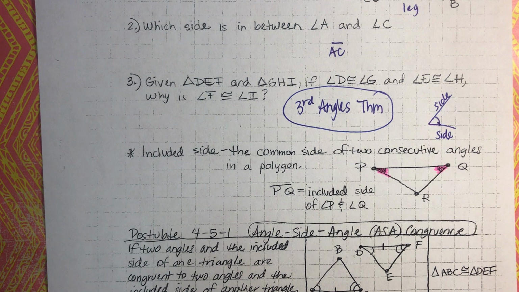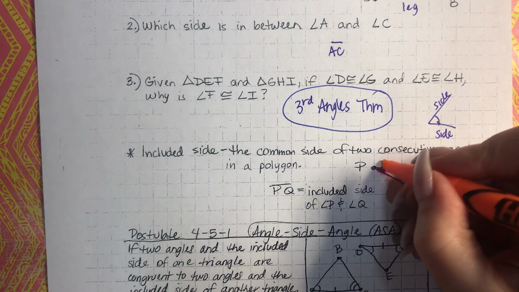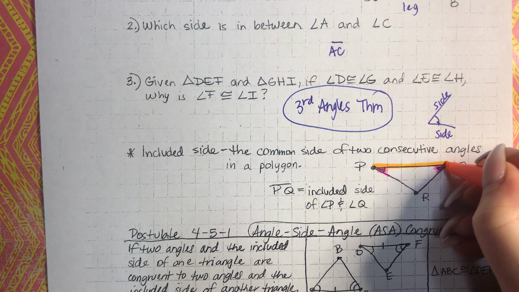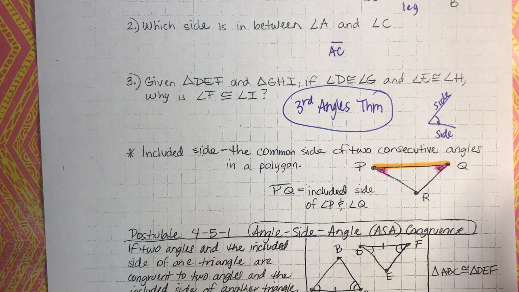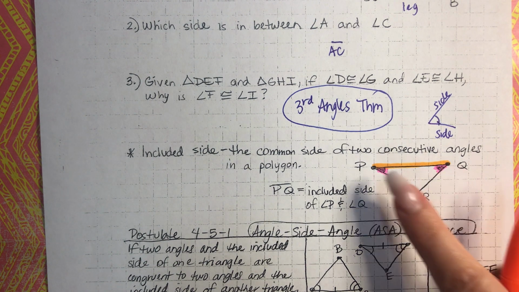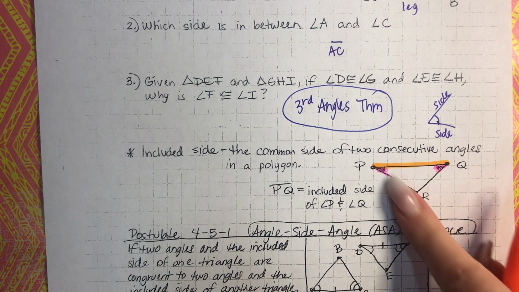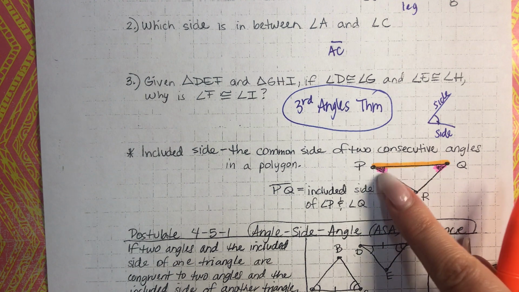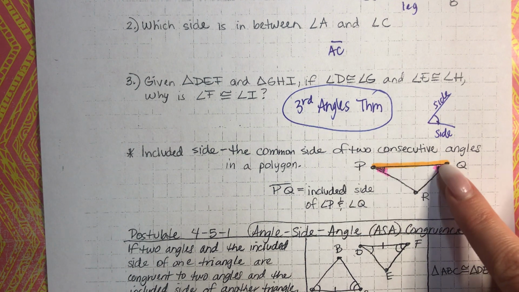And the side included in both of those angles would be this side here. This is the included side. It's included in both of those angles. It wouldn't be this one. This side isn't included. It's included in this angle, but not that one. And it wouldn't be this side. This side is included in that angle, but not that one.